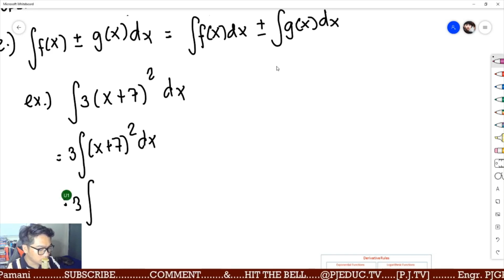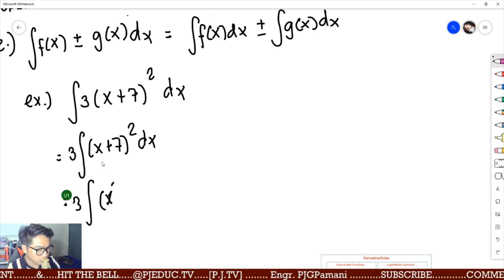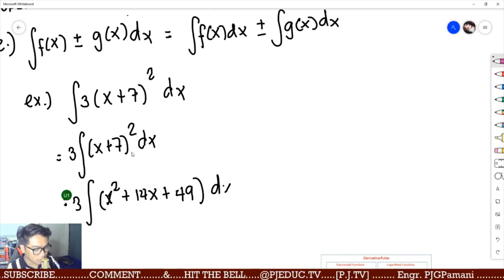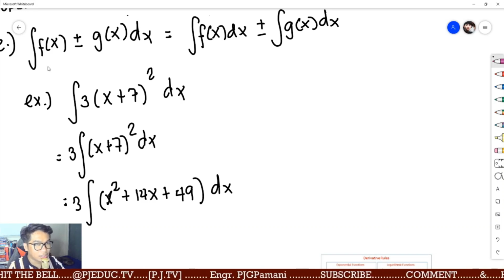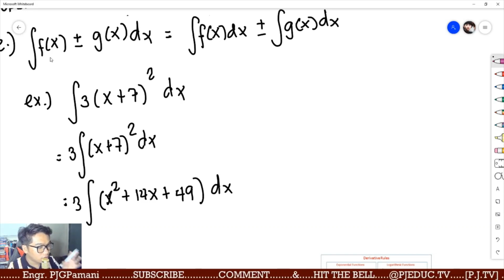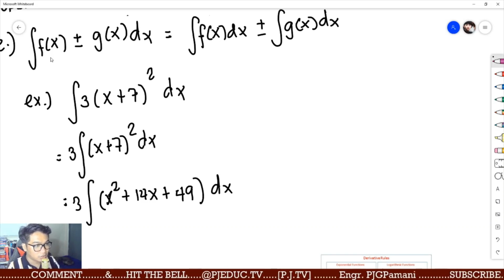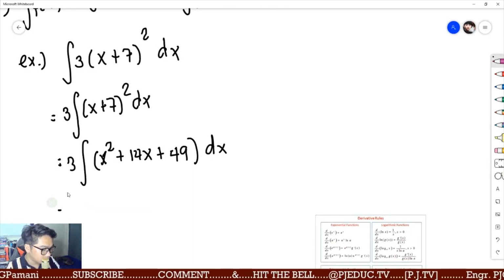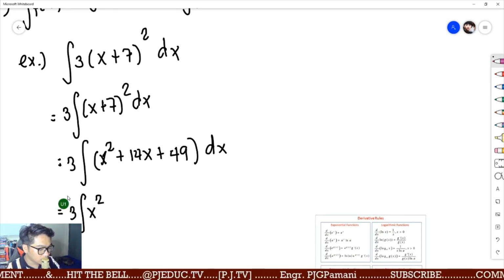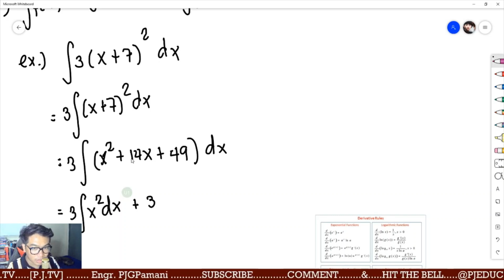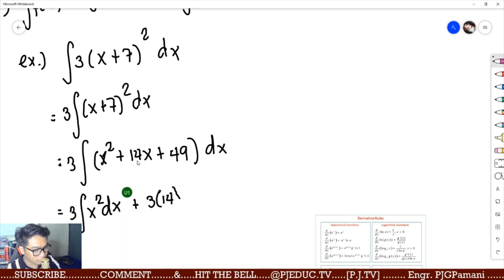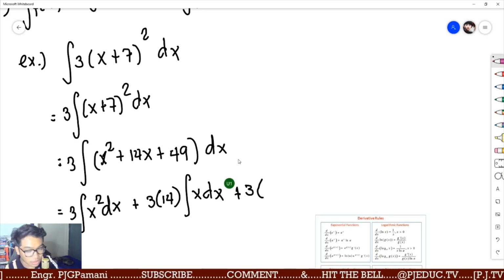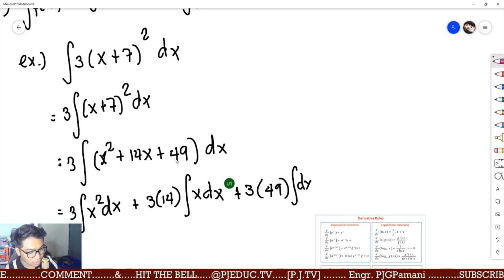So, 3, integral sign. Ano expanded form nito? X squared plus 7x plus 7x, 14x, plus 7 squared is 49. Then, dx. Remember the rule of property E. The integral of a sum or difference of functions is also the sum or difference of the individual integrals. So basically, i-distribute natin si integral sign together with the constant 3. So 3 integral x squared, kunin natin si dx ulit, plus 3. Dito, pagdating dito meron tayong constant, that is 14. So labas natin si 14, 3 times 14. Ang integrand na lang natin is si x dx. Ganon din doon sa isa. 3 times yung constant na 49. Ang i-integrate na lang natin si dx.